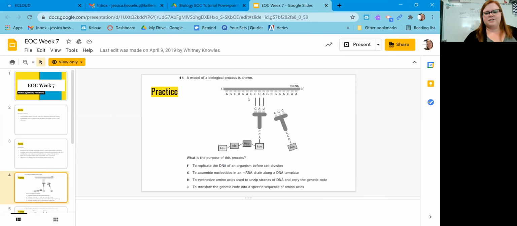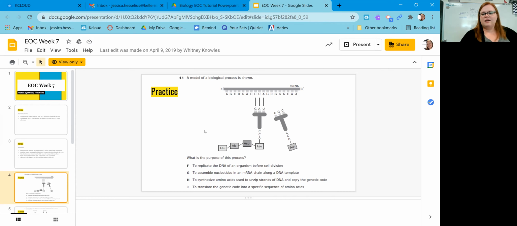So let's do a couple practice questions over transcription, translation, and protein synthesis. Looking at this practice STAR test question, you have an mRNA strand and these very T-shaped molecules, which are more than likely representing tRNA, because we see an anticodon matching up with this mRNA codon, and then leaving amino acids, which are starting to form a chain. So we know that we have mRNA, tRNA, and amino acids. That tells you it's translation.